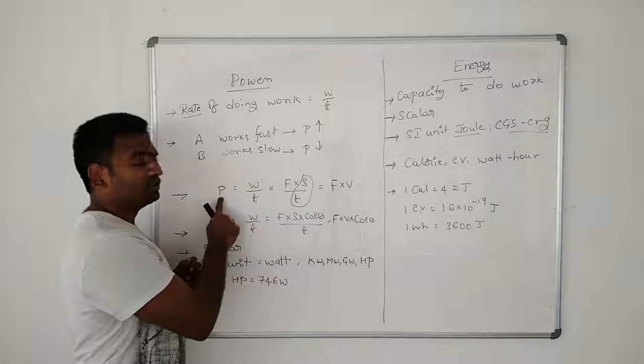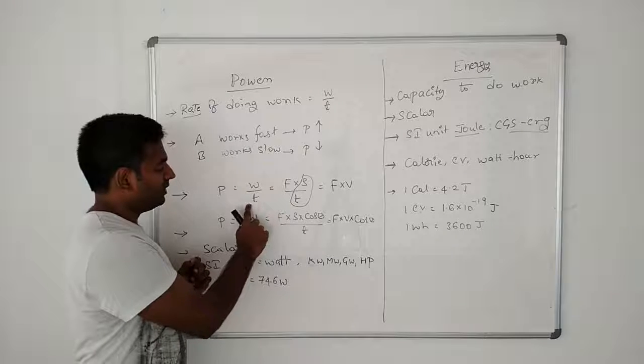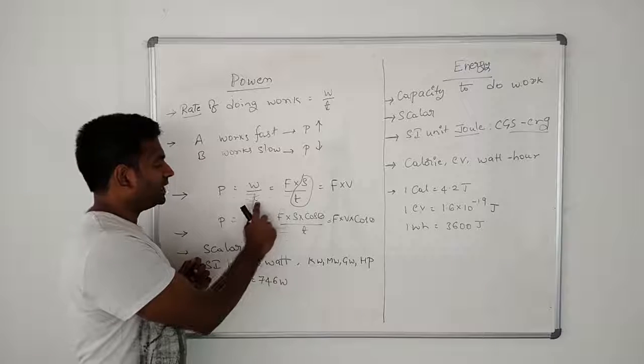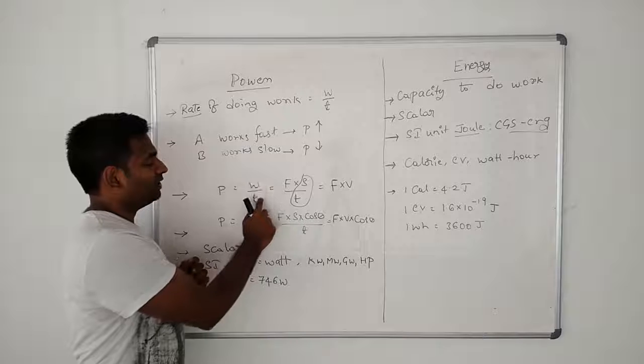So the formula for the power is equal to work done divided by time. That is the rate. Rate means work divided by time. How fast we do it. This work, how fast I am doing this work. So work divided by time.